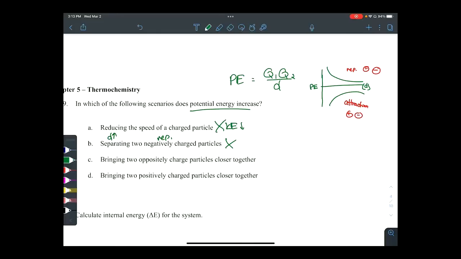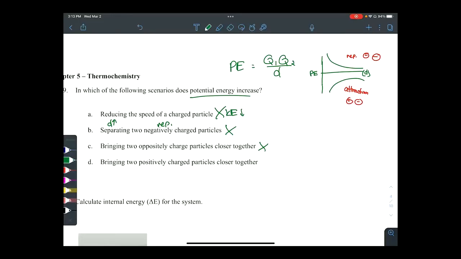All right, bringing two oppositely charged particles closer together. Are we in repulsions or attractions? Attraction, so the bottom graph. Is D increasing or decreasing? Decreasing, we're bringing them together, so their distance is decreasing. So are we going up the graph or down the graph? Down, so is that correct? No, because we want potential energy to increase, become more positive. So it has to be D, right?